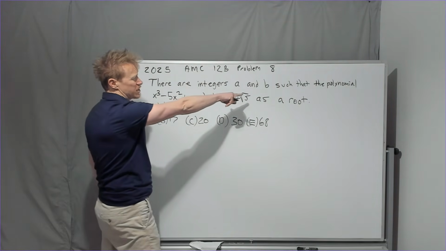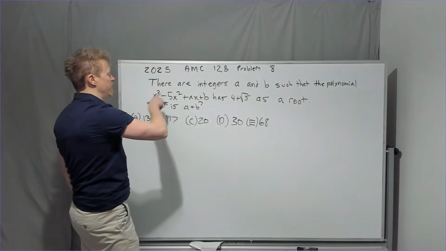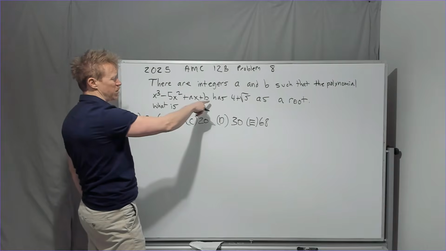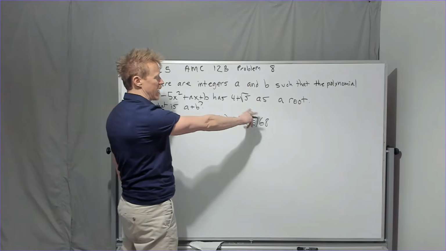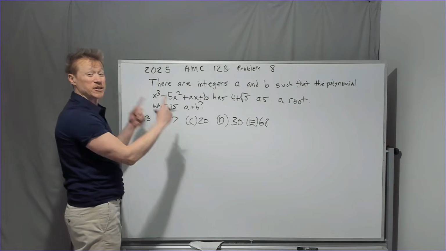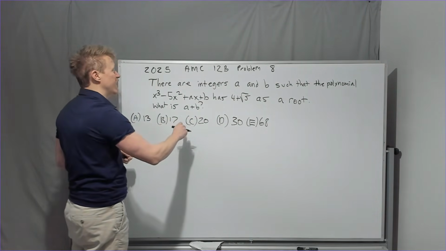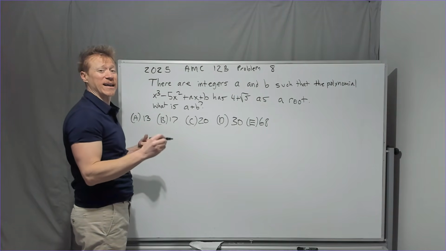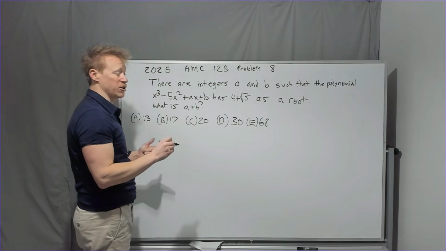There are integers a and b such that the polynomial x cubed minus 5x squared plus ax plus b has 4 plus rad 5 as a root. You can make a quadratic first with this root, and since those are integers, you're going to know that your quadratic is going to have integer coefficients.